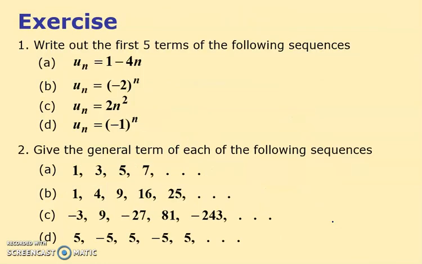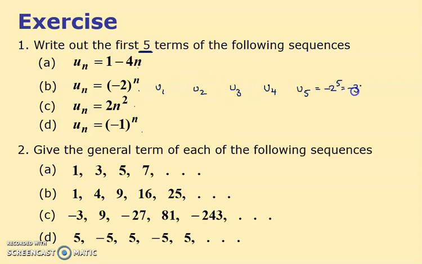So that's what I want you to do now. The first one is a bit like the one we just did. Write out the first 5 terms of these 4 sequences, and you can just type them in. So take this one here, B. You're going to have to find U1, U2, U3, U4 and U5 for each of these. But say I wanted to do U5, I would do minus 2 to the power of 5.